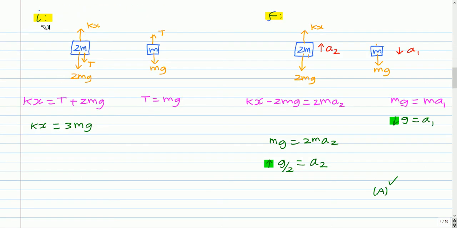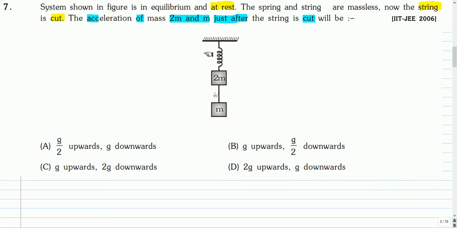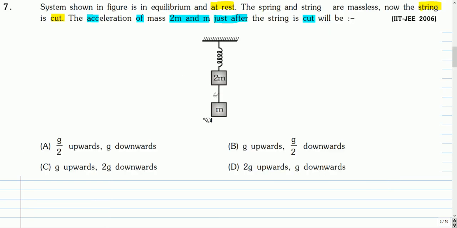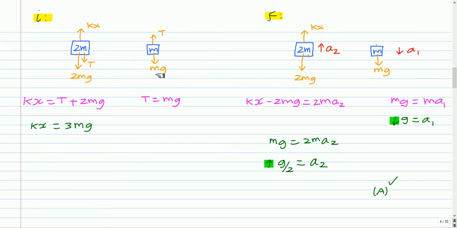This is the initial situation where the string is intact, and let the tension of the string be T. The forces acting on blocks 2m and m are shown here. The forces acting on mass 2m are its weight 2mg, and the spring connecting it to the fixed support, which will exert a force of kx, where x is the extension of the spring from its natural length, and the tension of the string will pull it down. The forces acting on the small mass m are the tension, which is pulling it up, and the weight mg.